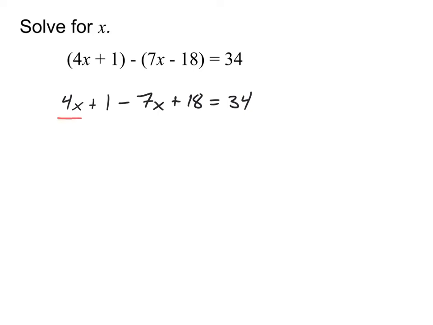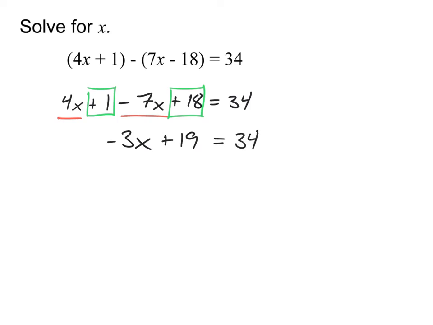So I have a 4x and a negative 7x. Those are like terms because they both have the x's in them. And so I'm going to do 4 minus 7, which is negative 3. So that's negative 3x. Then I do the same with the terms that have no x's in them. So I have the 1 and I have the 18. 1 plus 18 is 19.